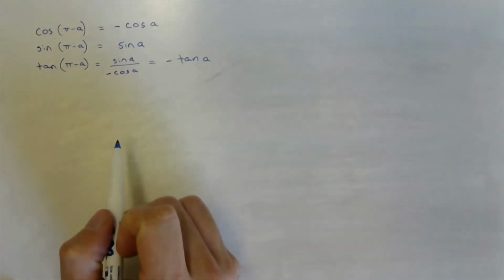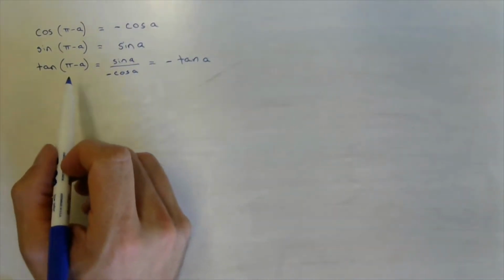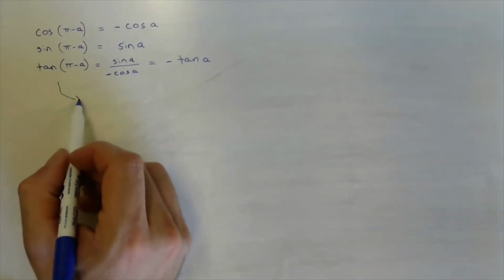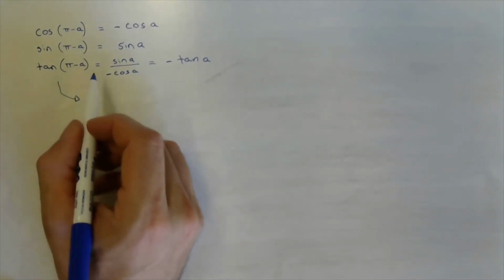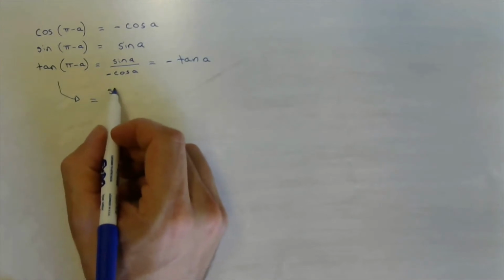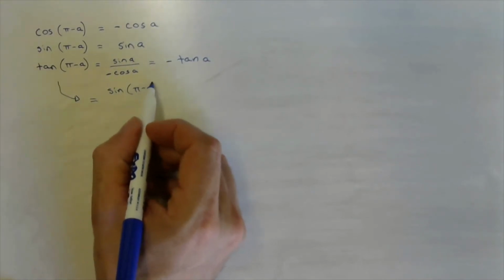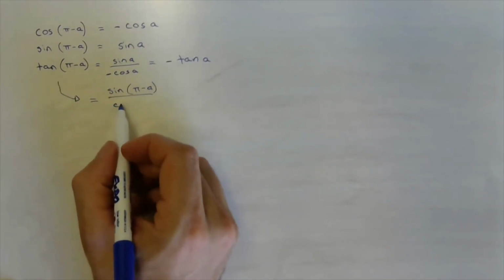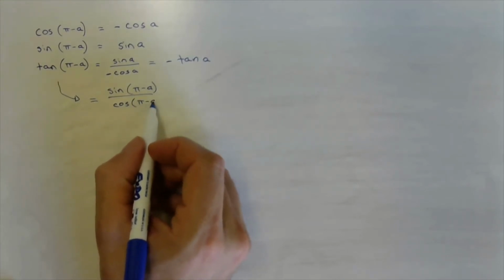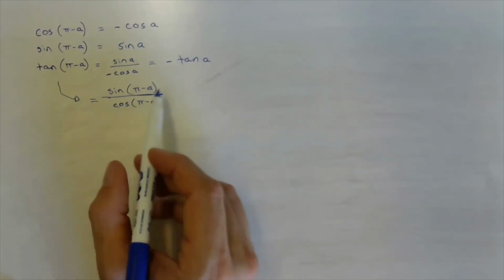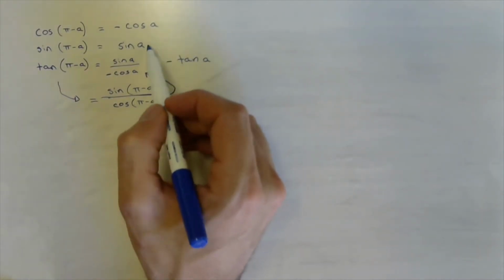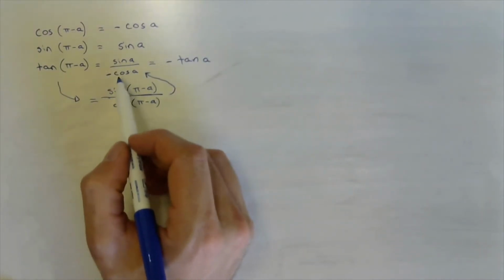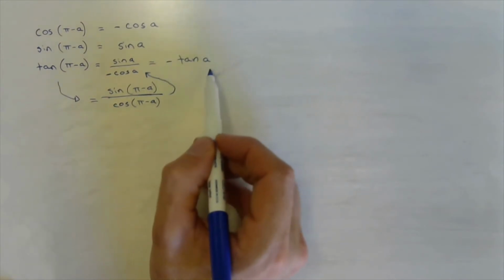Did you follow that? Okay. I kind of left out a step. I left out this step. You don't have to write it, but I'm just showing it to you. I left out the step that says the tan of pi minus a is the sine of pi minus a over the cosine of pi minus a. And from there, you can use these 2 things that we already wrote down to simplify, and from there you can go back to negative tan of a.